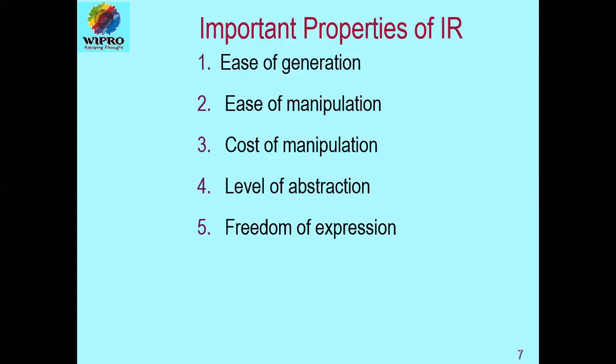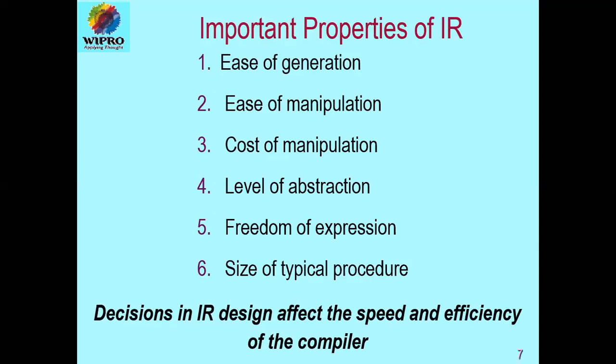Okay, these are some of the expected properties of your intermediate code generator. It should be easy to generate, easy for manipulation, cost of manipulation, level of abstraction, freedom of expression. Regarding freedom of expression, we should discuss this. We have a lot of programming language constructs, isn't it? So we have conditions, loops, different types of operators, arithmetic, relational, logical, and we have declarative statements, assignment statements, pointers, structures, all these things. Here, IR should be capable of representing everything.